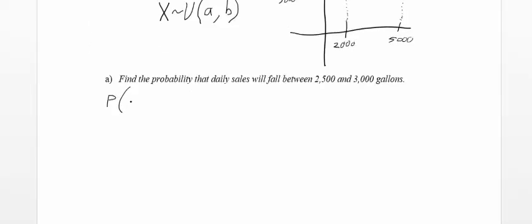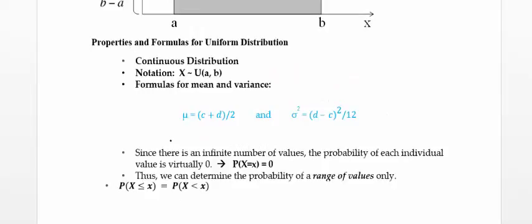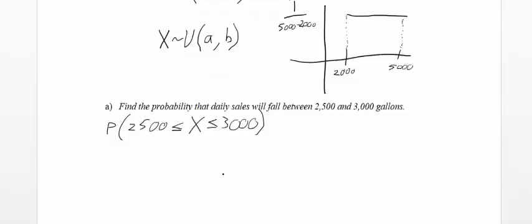Finding the probability that X falls between 2,500 and 3,000. This is a continuous distribution, so whether or not I have equality signs there makes no difference. Refer to these properties of a continuous distribution to further understand that. To calculate this probability, we use the fact that the uniform distribution is kind of a rectangle shape. We just calculate probabilities using basic geometry rules. So between 2,500 and 3,000.